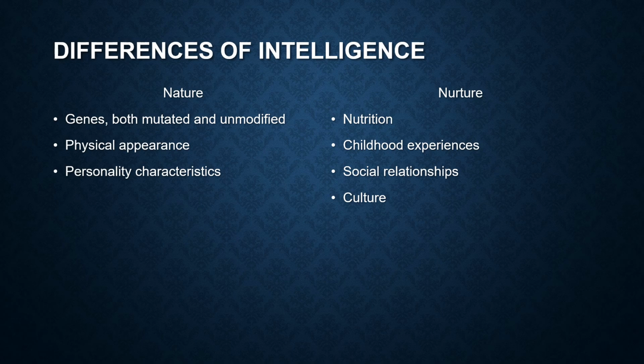Those things that are part of our nurture include nutrition, especially as we are growing up, childhood experiences, social relationships, and culture. For example, children of those with chemical addictions such as alcoholism are more likely to grow up to be alcoholics themselves, not because of our genes, but rather the examples we are raised to emulate. Intelligence is determined by both nature and nurture.